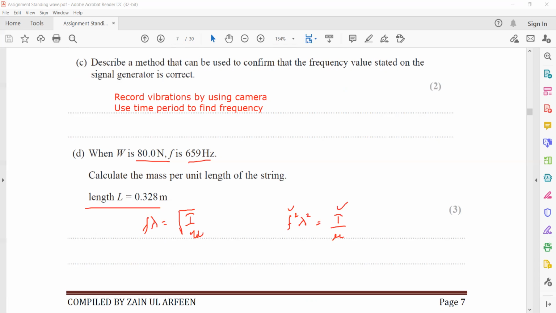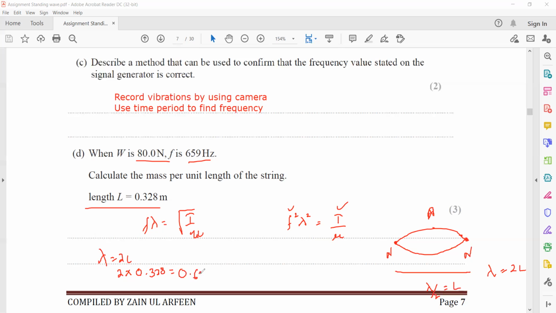Because in the beginning they mentioned it is vibrating, forming nodes at the ends, and an antinode at the center. So when nodes are at the ends and an antinode at the center, the distance between two successive nodes is lambda by 2. So basically lambda by 2 is equal to L, or lambda is equal to 2L. So in place of lambda, we can write 2L. So first we can find this lambda, which is equal to 2L. So 2 multiplied by the value of L that is given in the question, 0.328, that is equal to 0.656 meter.